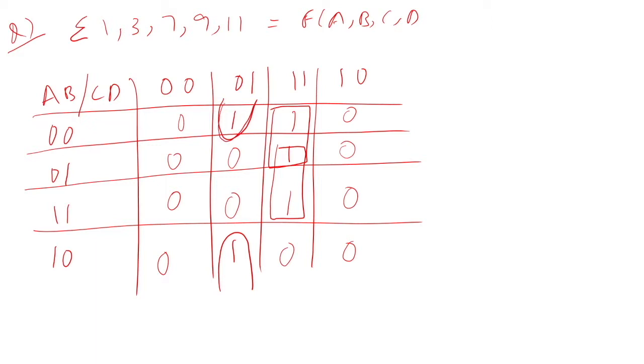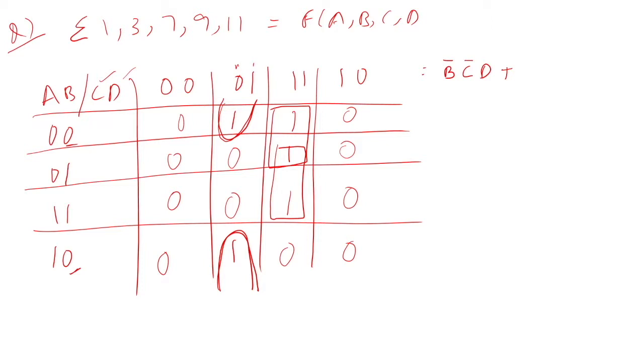Now for this group we have AB as 0, 0 and here AB as 1, 0. So here 0 is common in B. So this will become B bar, and then here C is 0 and D is 1, common for both. Hence it will become B bar, C bar, D. First group is over. Then we can write plus. Now we will proceed to the next group.